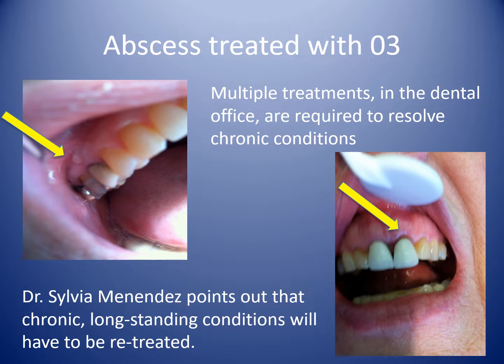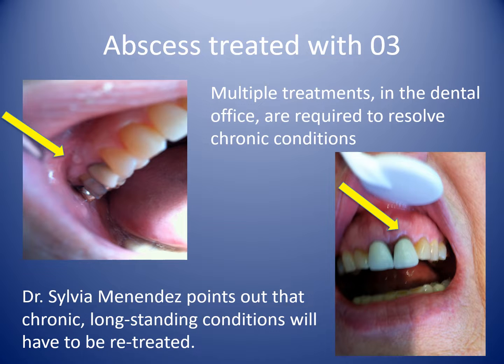Another mouth problem that can be helped with ozone is called a fistula. The fistula above tooth number 4 on the left can be resolved with an adequate number of home treatments of ozone. Dr. Sylvia Menendez points out that chronic, long-standing conditions will have to be retreated. In the picture on the right, the cavitation in the bone around tooth number 9 was greatly improved in 3 30-minute self-treatments. Continued home care will be required.